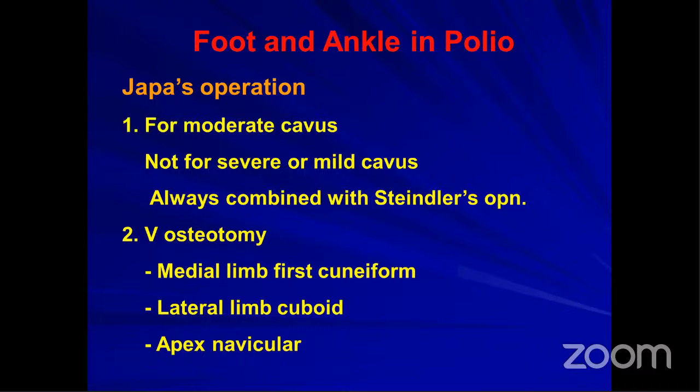Because if you did a Japas operation, I'm not going into details of it, you don't do it in a severe case. Why? Because the V osteotomy that you do, with the medial limb in the cuneiform, the lateral limb in the cuboid, and the apex in the navicular, if you do it in a severe case, the bone contact will be lost and you have a non-union of the midfoot happening. We do not recommend that.